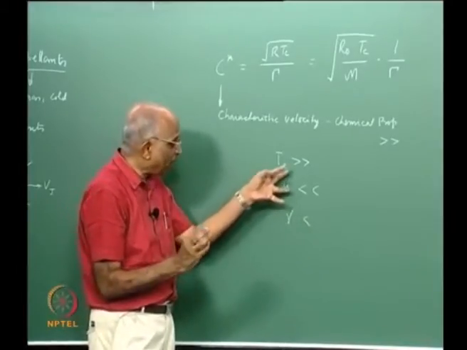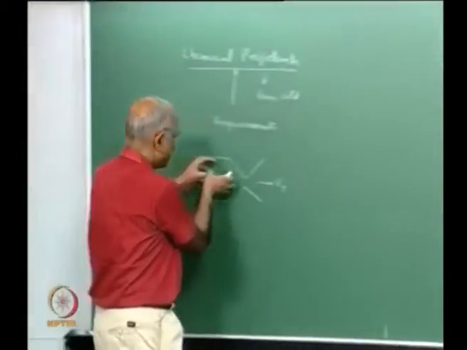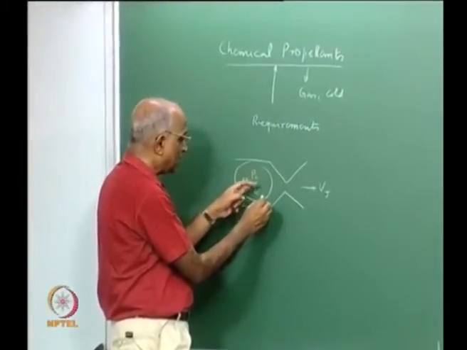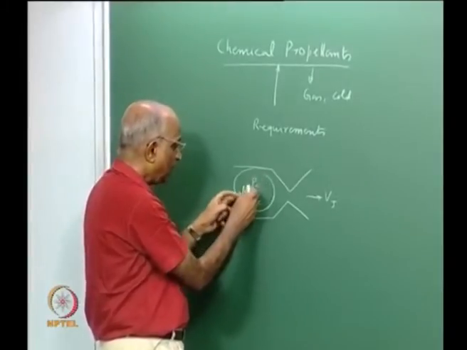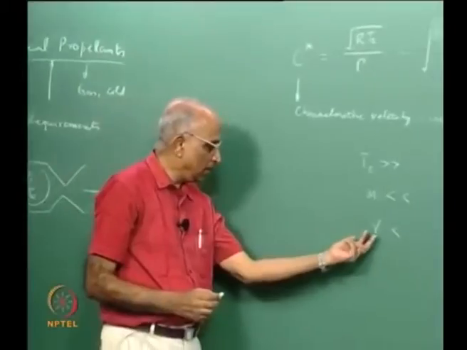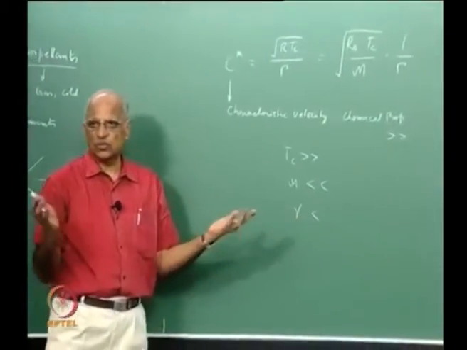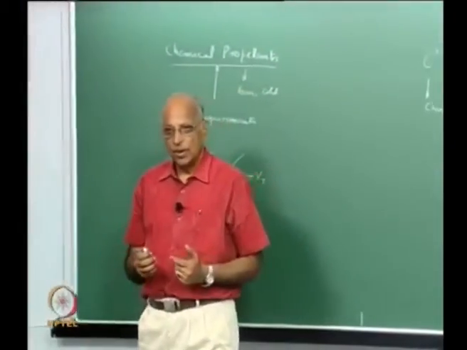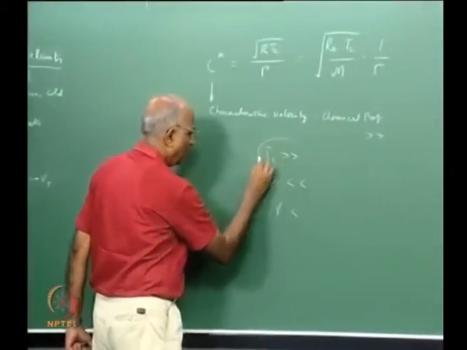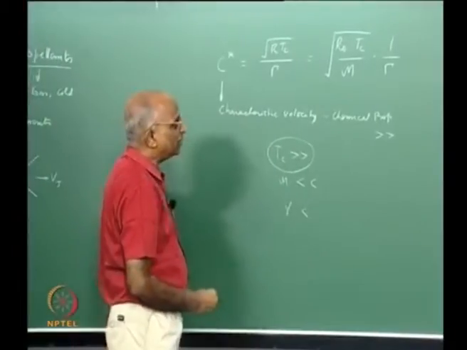If I can have propellants which could generate gases such that the temperature of the hot gases, the pressure of the gases should be large, the molecular mass of the gases must be small, and the specific heat ratio of the gases must be small. This is what a propellant should do. How do you get it? Let us take a look at Tc. What will give me a high value of Tc?